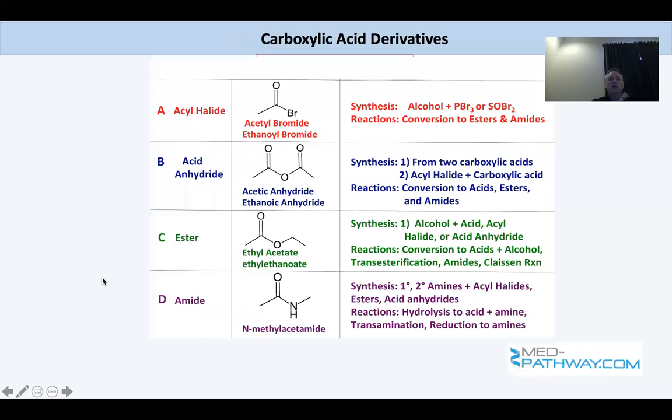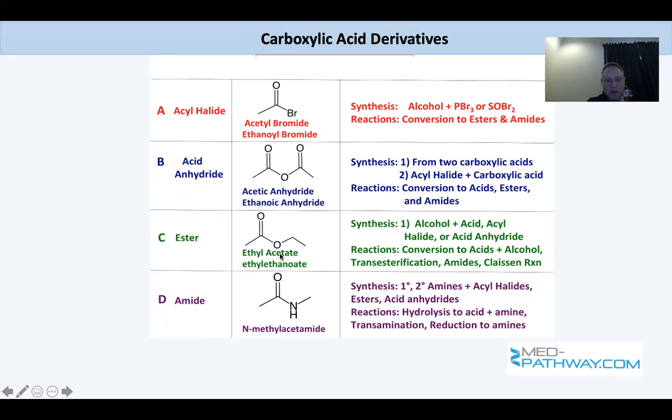So there's a lot of carboxylic acid derivatives. We're going to look at 4 of them. Acyl halides you see here. This is acetyl bromide. You can synthesize them from alcohol and phosphorus tribromide. There's also acid anhydrides. As you can see here, this anhydride looks like it's generated from 2 carboxylic acids that came together. There's esters here.